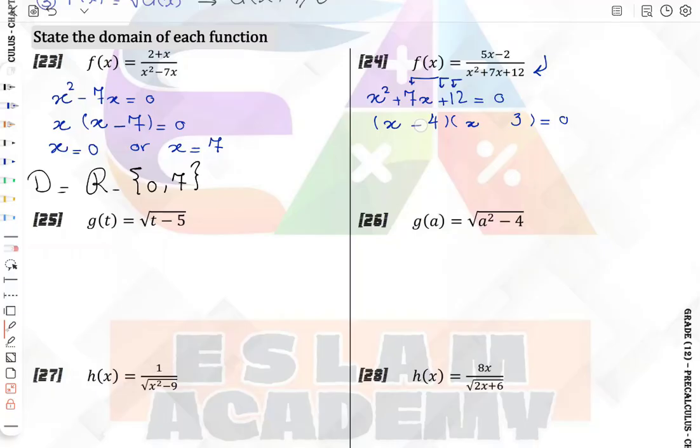The sign of the middle is the sign of the greatest number. Once 12 is positive, it means the two numbers have the same sign. Then x is equal to negative 4 or x is equal to negative 3. You will find that the domain will be all of the numbers except negative 4 and negative 3.